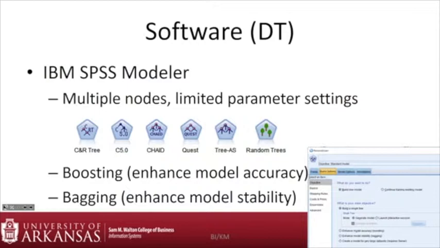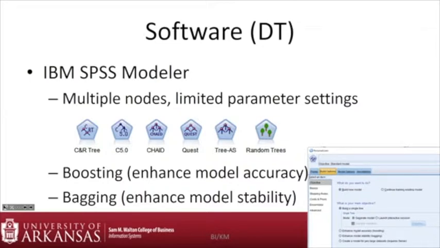SPSS, I was telling you, has multiple nodes. So as in ISYS, you get to choose all the different things. Here, you get to pick the CART, so C&R Tree, the CART, the C5.0, the CHAID, the QUEST. There's actually a couple of new ones that I haven't even really dug into yet. Right? So there's a Tree-AS, I'm not sure what it is. And you can pick random trees. And then in SPSS, there's even a couple more options that you can pick.